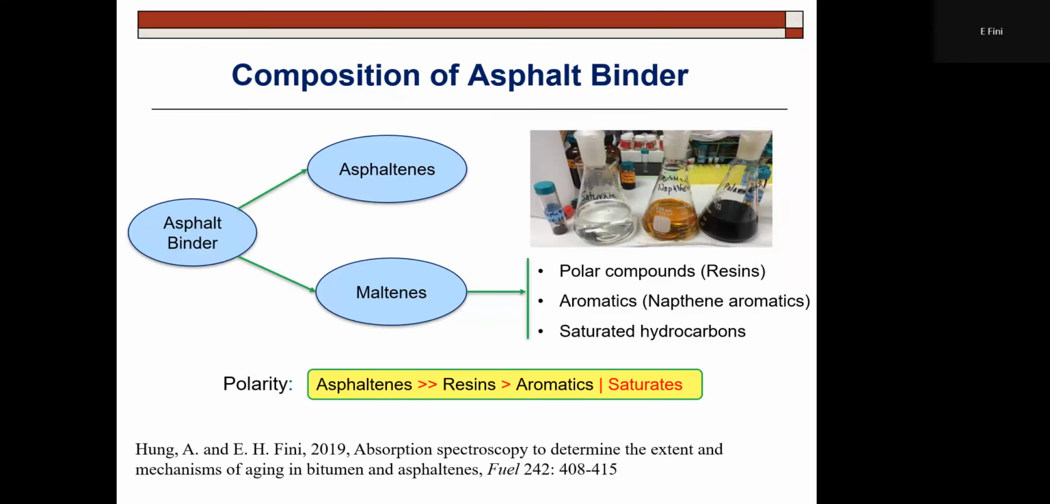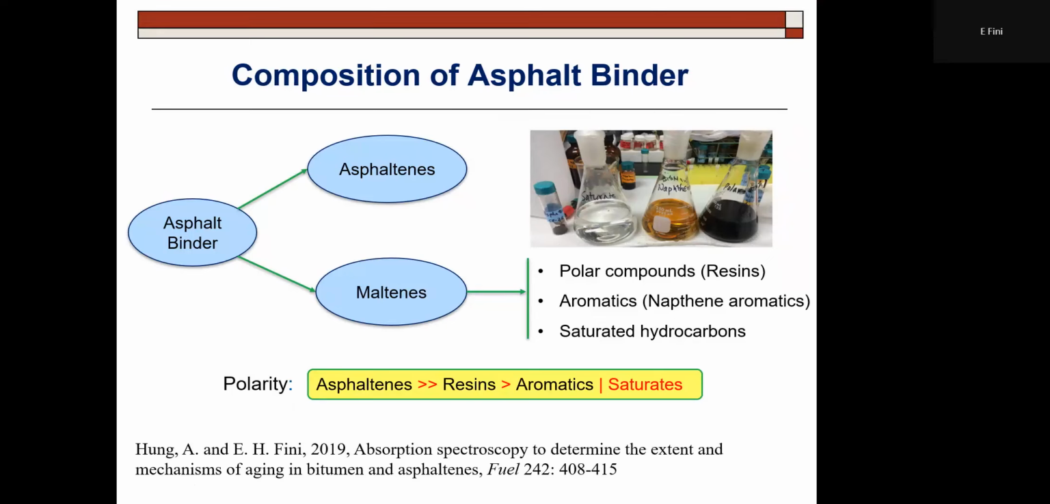So asphaltene is literally a group of molecules. It's not a single molecule like when you talk about water being hydrogen and oxygen, H2O. Asphaltene is not one single molecule. It's a group of molecules. Maltene is another group of molecules. Why am I telling you about groups of molecules, not a single molecule? Because asphalt has a lot of molecules. It's almost impossible to identify and name each and every one of them.